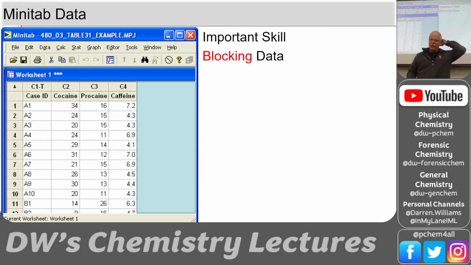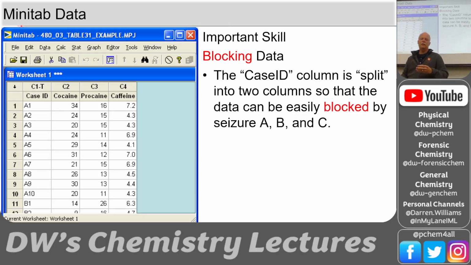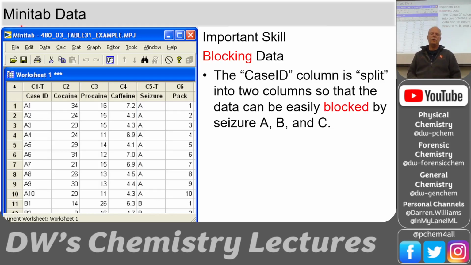So it sounds like the word blocking could mean to block something, but it also means to group. So that's the way we're using this. We're grouping the data in A, B, and C groups. So look what we've done. We've taken that case ID column and split it into a column that's the seizure group, A, B, and C, and then the individual sample or pack inside that group. This column is not necessarily that important, but we'll still identify it by this column. But this is the most important one that we're doing.